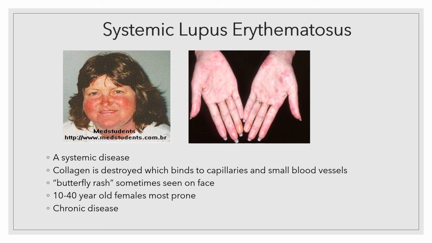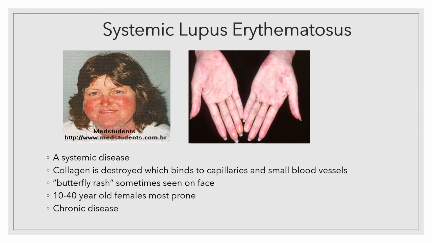Lupus, or systemic lupus erythematosus, is an inflammatory disease that destroys collagen, which binds capillaries and small blood vessels. It's a chronic disease which may have periods of remission. Some symptoms of a person with lupus would be fever, tiredness and joint pain, small ulcerations on the fingertips, pleuritic pain, and nausea and vomiting.